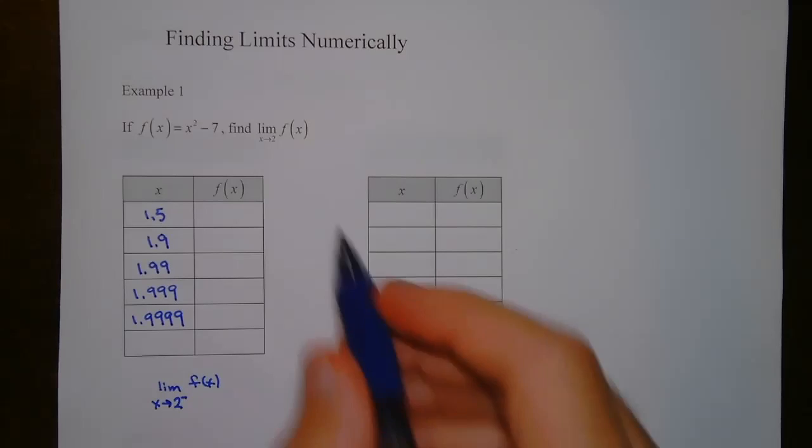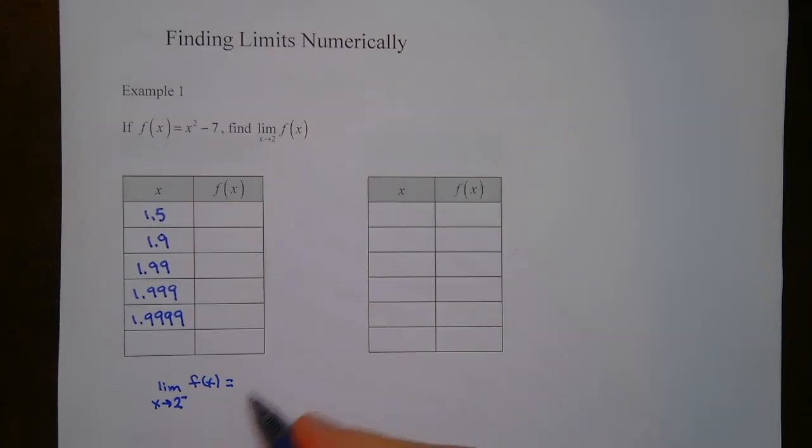Now, we also need to find this limit. So we've got to figure out what this is. And we're going to use a graphing calculator to do this. On Delta Math, you'll be able to plug these in directly into the table, but I want you to know how to do it with a graphing calculator. And I'll show you how to do that in a second.